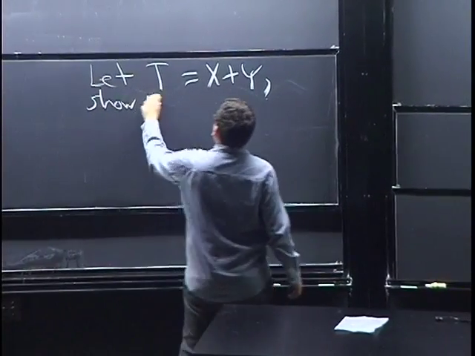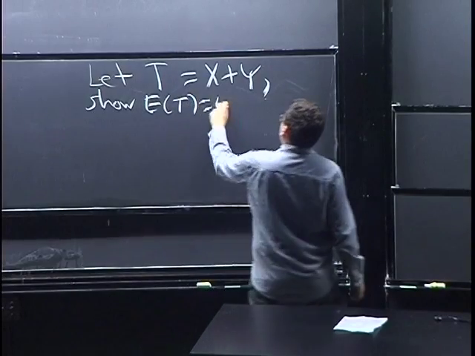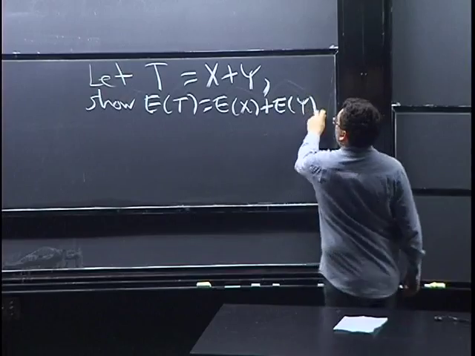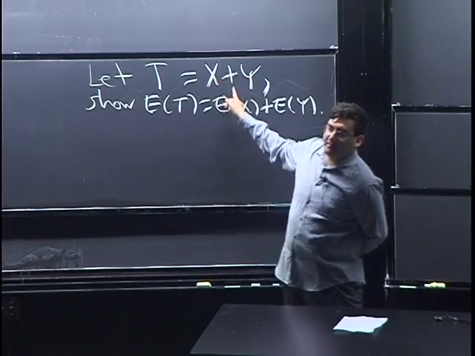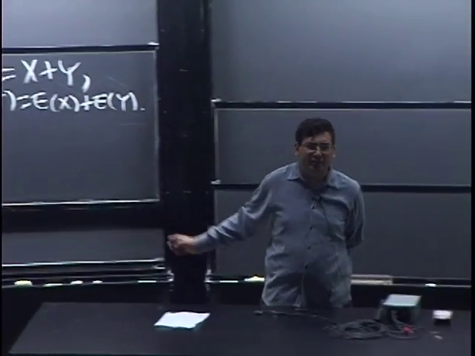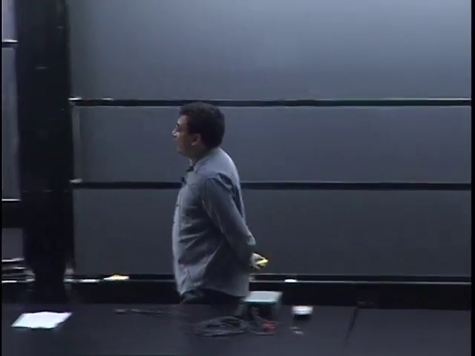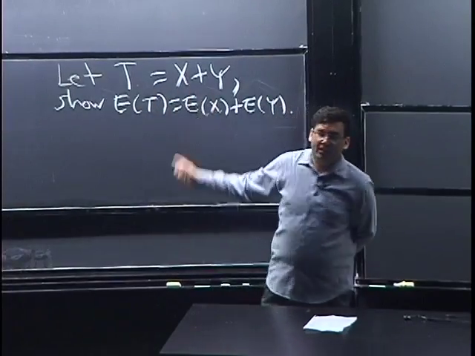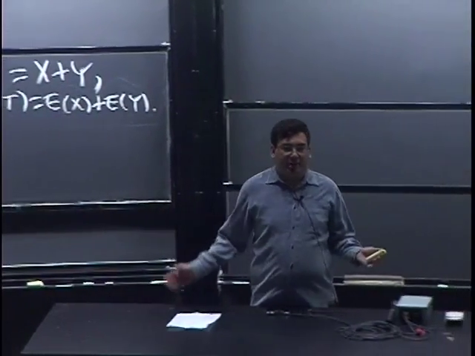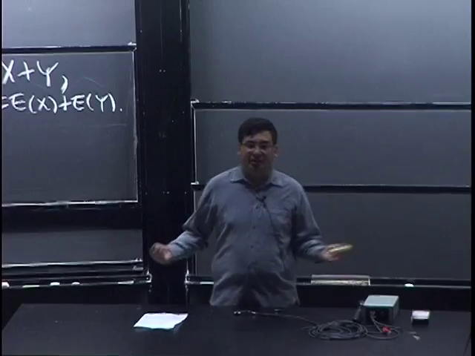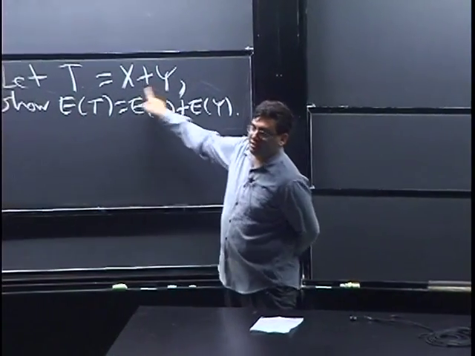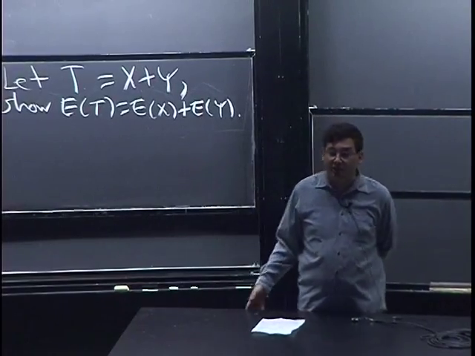Show E of T equals E of X plus E of Y, which, as I said last time, is pretty obvious if X and Y are independent, but not at all obvious, at least to most people, if X and Y are dependent. And this is always true as long as these expectations exist. Now, you could have random variables where the expectation doesn't exist because the sum diverges or something like that. But as long as these numbers actually exist, this is always true, even if they're dependent.